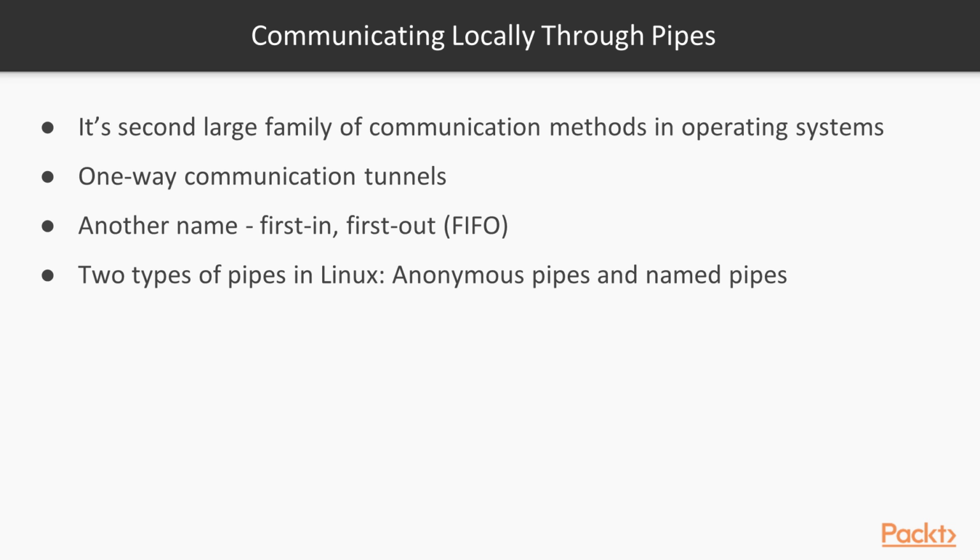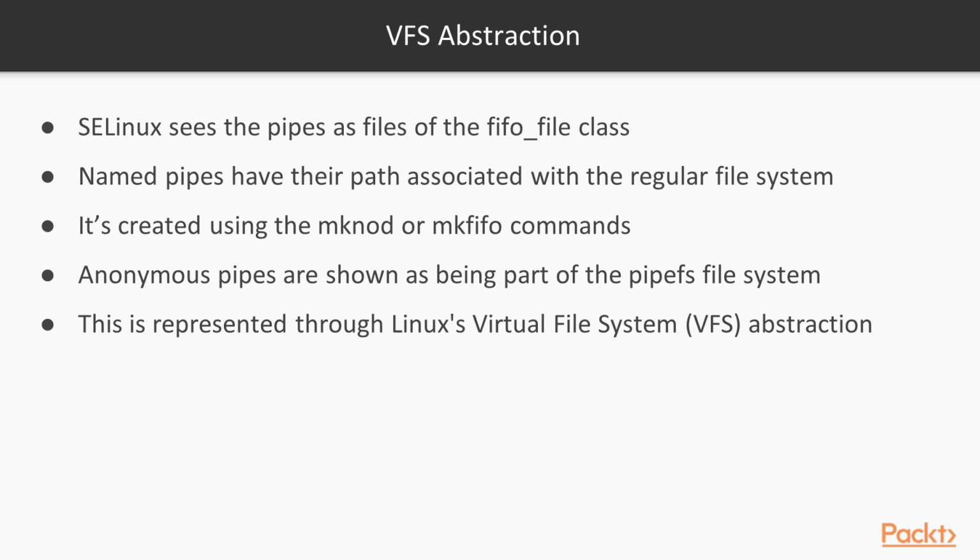We have two types of pipes in Linux: anonymous pipes, also known as unnamed pipes, and named pipes. The difference is that a named pipe uses a special type of file in the regular file system as its identification, whereas anonymous pipes are constructed through the applications with no representation in the regular file system. In both cases, SELinux will see the pipes as files of the fifo_file class.